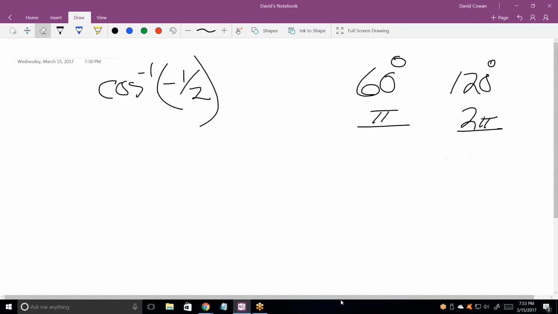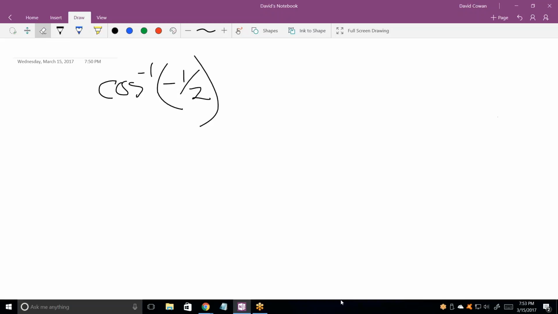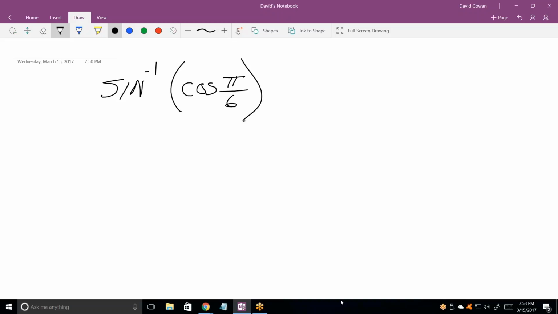Cool. Another one is inverse sine of cosine pi over 6. Okay, I'm going to work from the inside out. Now this is not one where I can label that theta, because that's not an angle. Cosine of pi over 6 is a number. What is it? Cosine of pi over 6 is root 3 over 2. So let's cross that out and put root 3 over 2 in there.